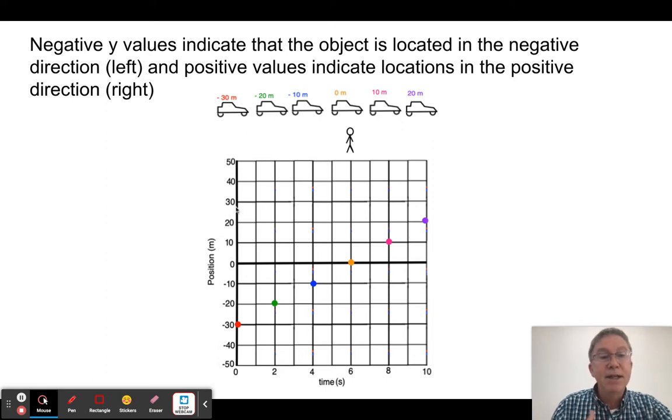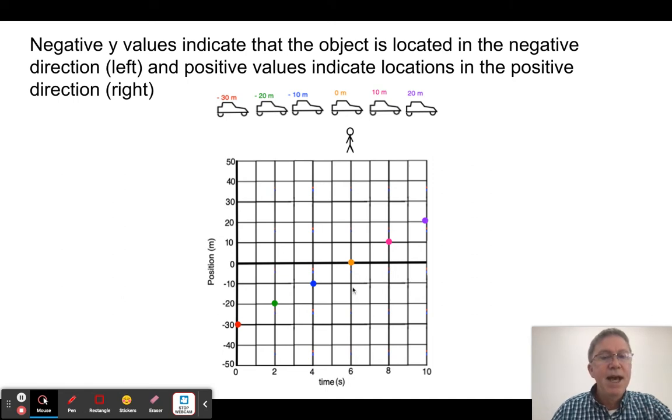So at the initial time, when I first started looking at what we call time t equals 0, it was 30 meters to the person's left. So I'm going to plot that on this graph at negative 30. The negative value means negative direction, 30 meters away from the observer. And then 2 seconds later, it was 20 meters to the left of the observer. And then 2 seconds later, at time t equals 4 seconds, it was 10 meters to the left of the observer.